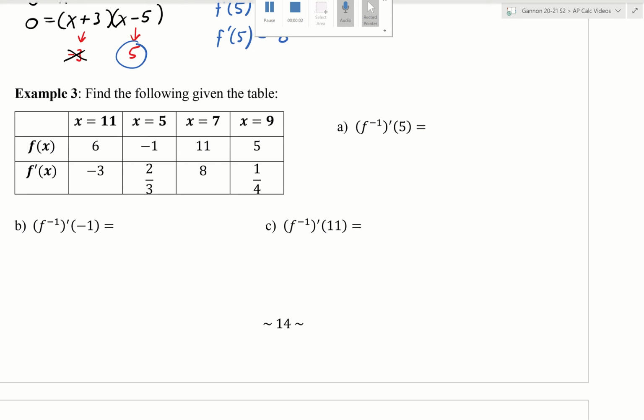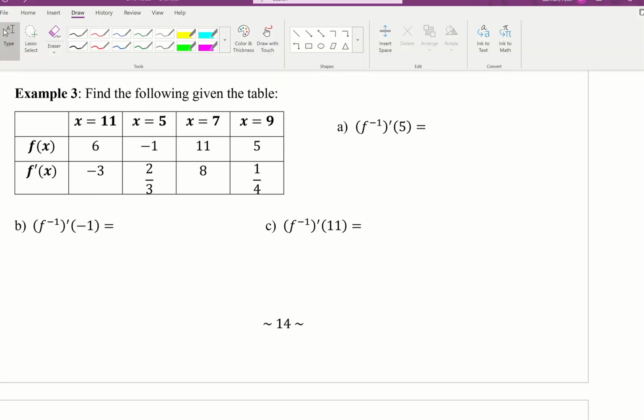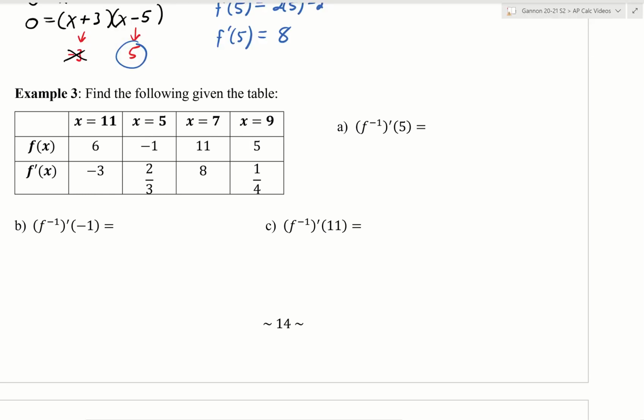Welcome back. This is part 2 of the 6.4 notes. We're going to just keep going with example 3. In this case, we're going to be asked to find 3 different derivatives of inverses given a table of values. So you got to be careful as you go through and look at these. Again, I find it important to make sure you realize the relationship between the function and its inverse. So let's take a look here.